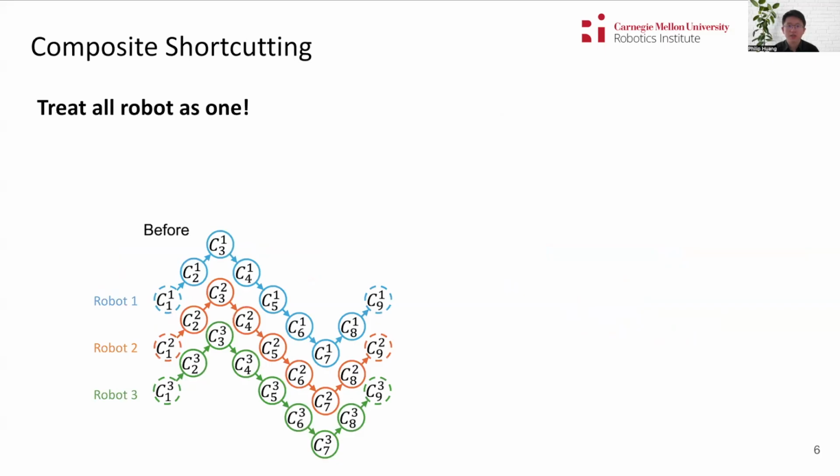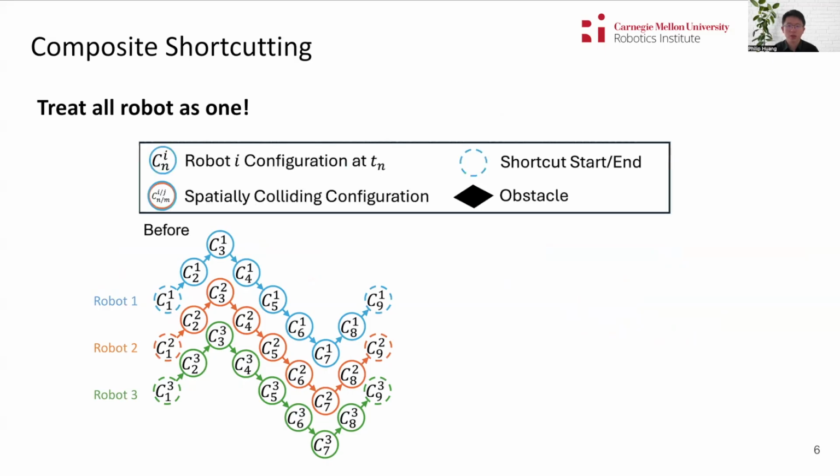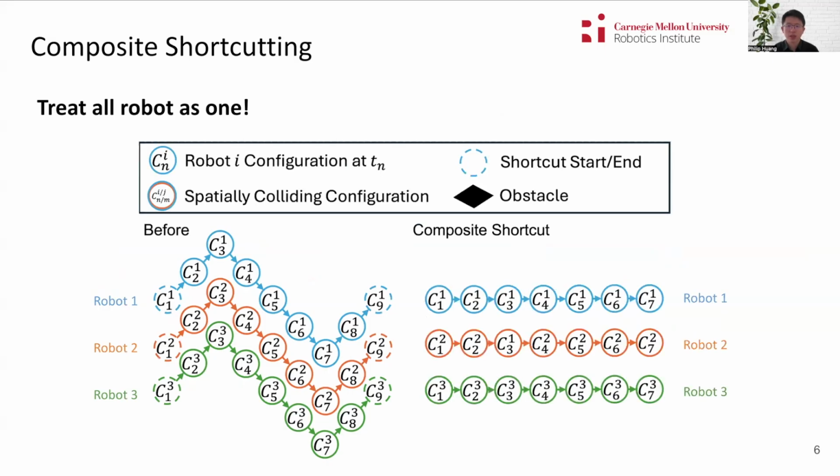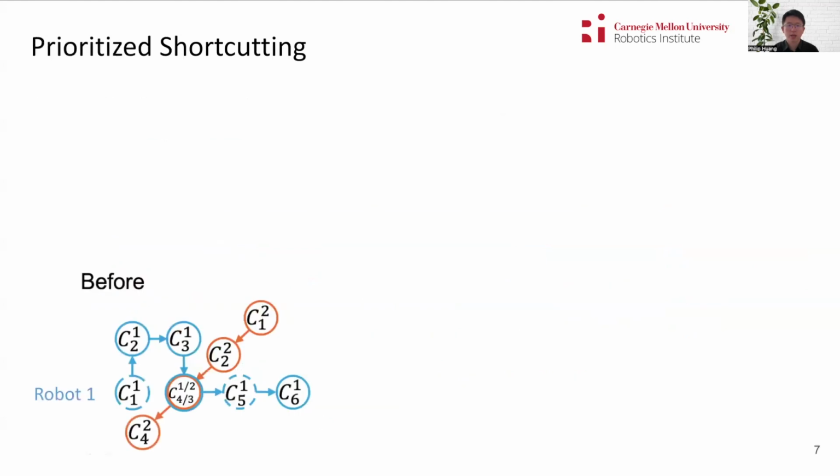A simple, naive approach is composite shortcutting, where all robots are treated as one, combining all degrees of freedom. In this toy 2D example, composite shortcut can greedily apply a single shortcut for all robots at once, reducing the path length of all robots simultaneously.